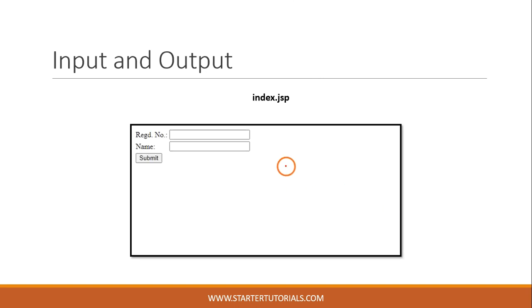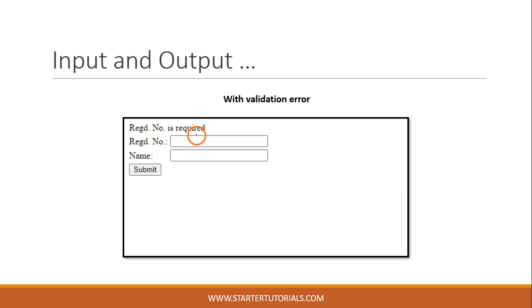So the sample input and output is like this. This is the index.jsp file where the user will give some register number and name. If the user doesn't give any register number, it should display an error message. The error message is displayed like this.